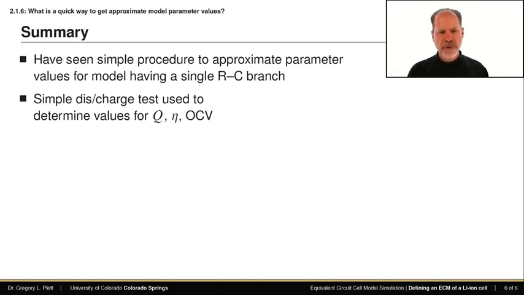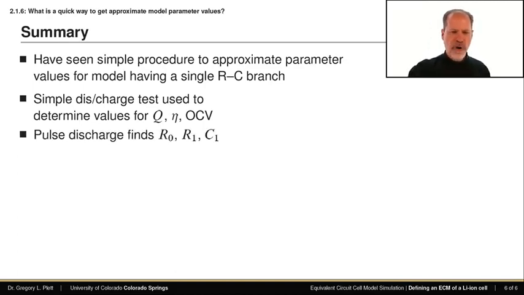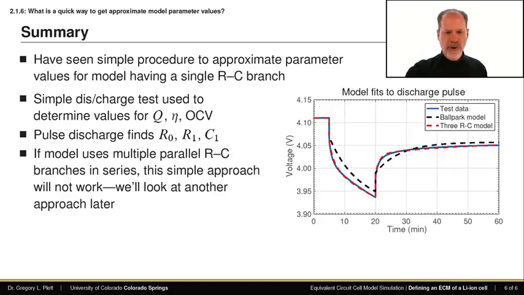So here we've assumed that we've performed a simple discharge test and a charge test to get approximate values for total capacity and Coulombic efficiency and the open circuit voltage functions. The follow-on pulse discharge test can be used to find the values of R0, R1, and C1. You might wonder how well this method works, and the way to check that is to use this model, these equations, and simulate using the same profile of input current versus time what the model predicts the output voltage to be versus what the actual measured output voltage happened to be in the real test.